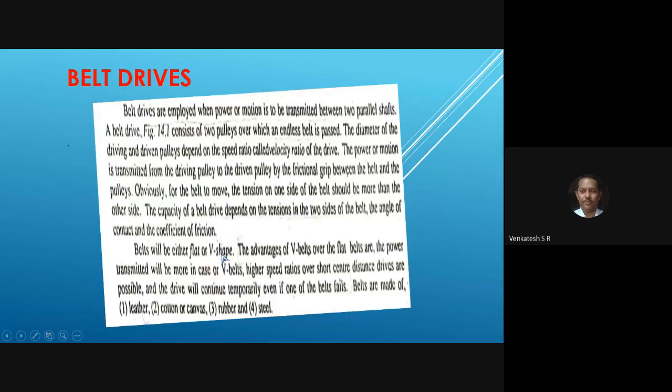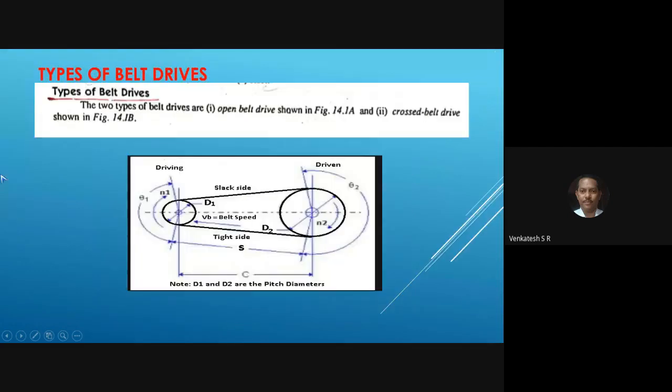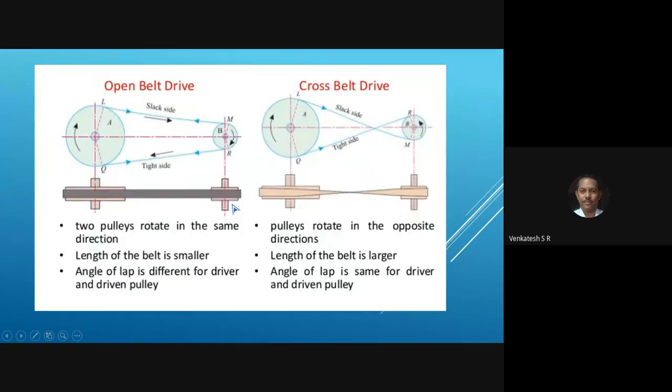Usually, belts are made from leather, cotton, canvas, rubber, and steel. And this is the diagram for belt drives. Belt drive. Let's come to the point.